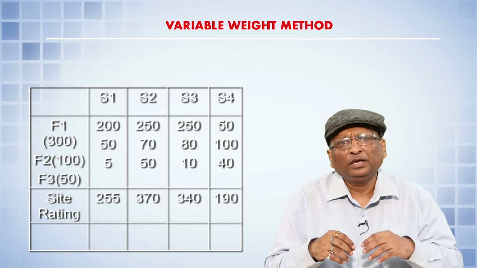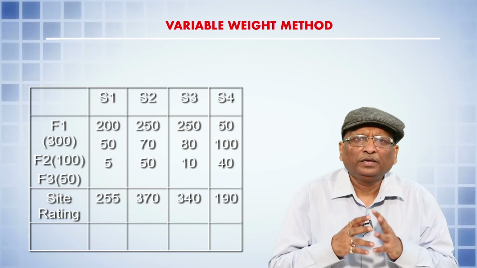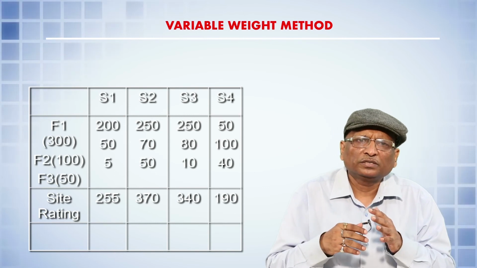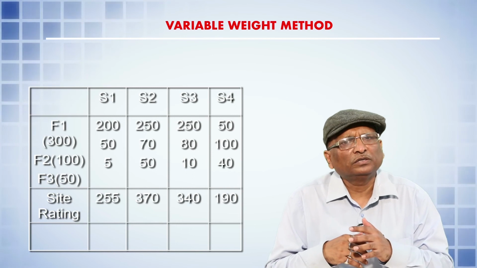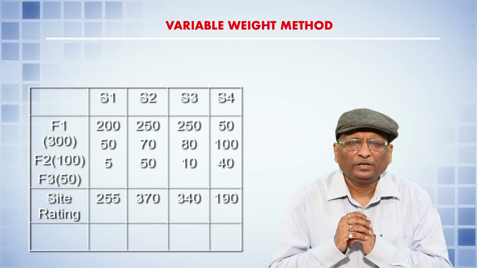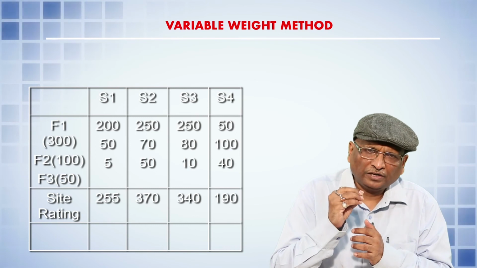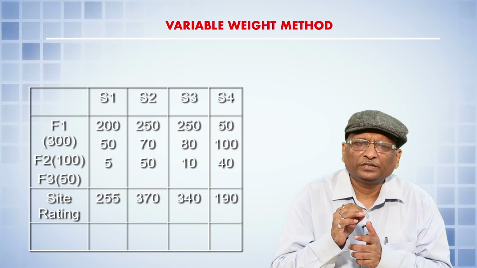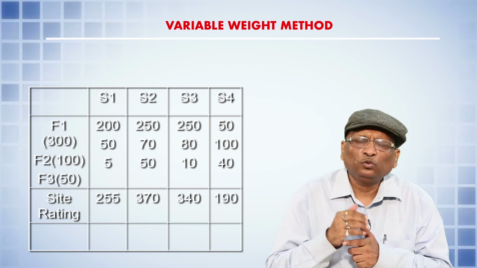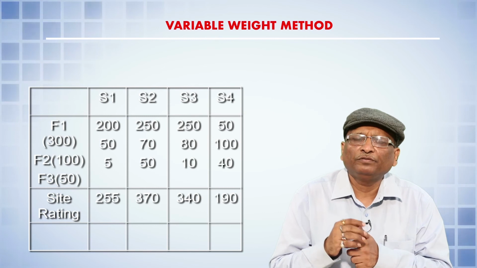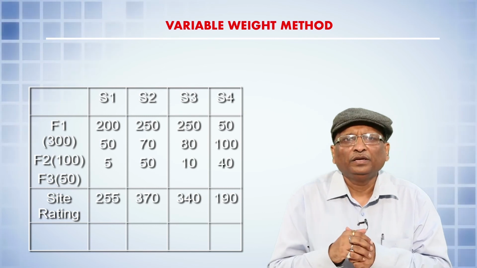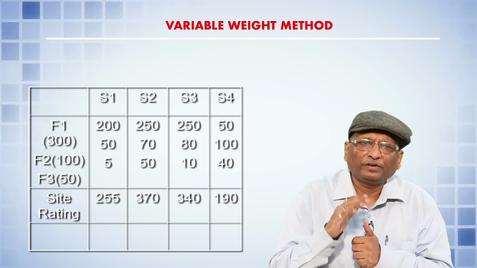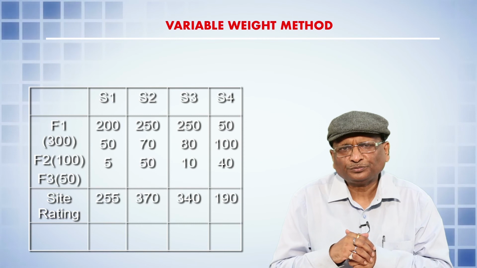Now, we will come to the variable weight method. For each factor, because all factors are not equally important, what we have done: factor 1 is more important, so we have assigned the weight 300. Factor 2 is lesser important, we have assigned weight 100. Factor 3 is least important, we have given the weight 50.